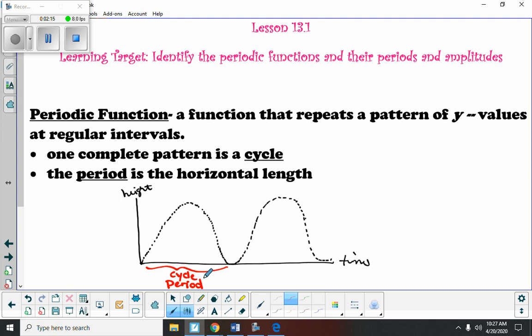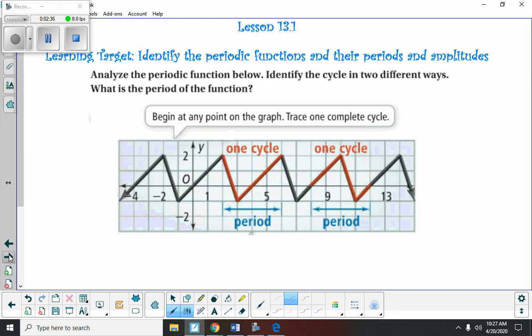Okay, so that's one complete cycle, and it can be measured from any point where the pattern starts. So it could go from here to here. From here to here would be a cycle, from high point to high point, or from this point over to right here. So the cycle length is the same, the period length is the same, no matter where your start and stop points are.